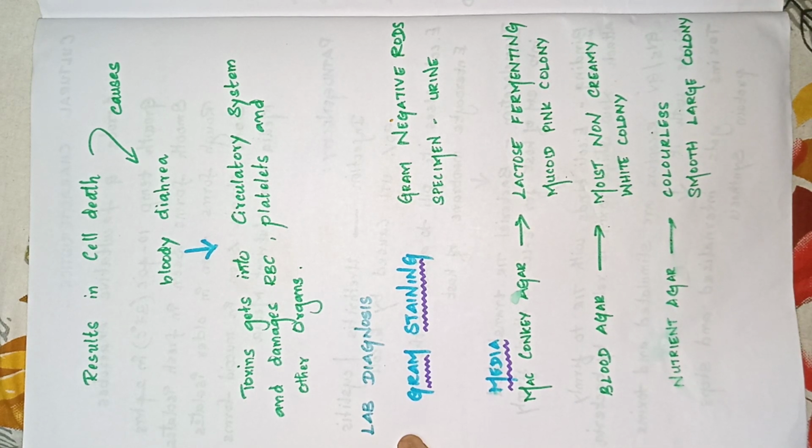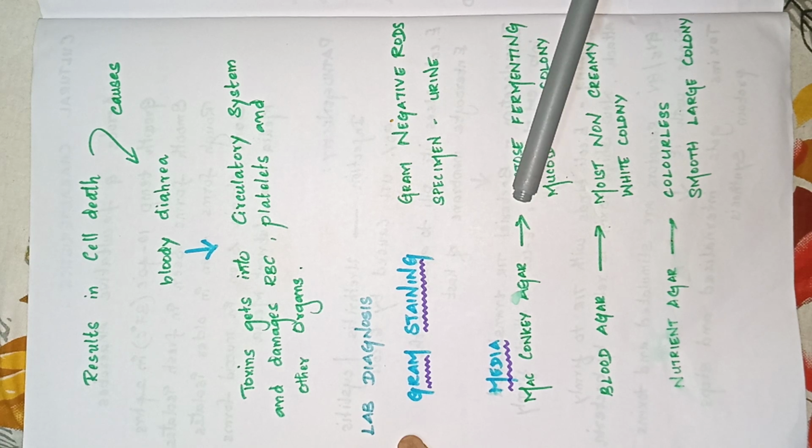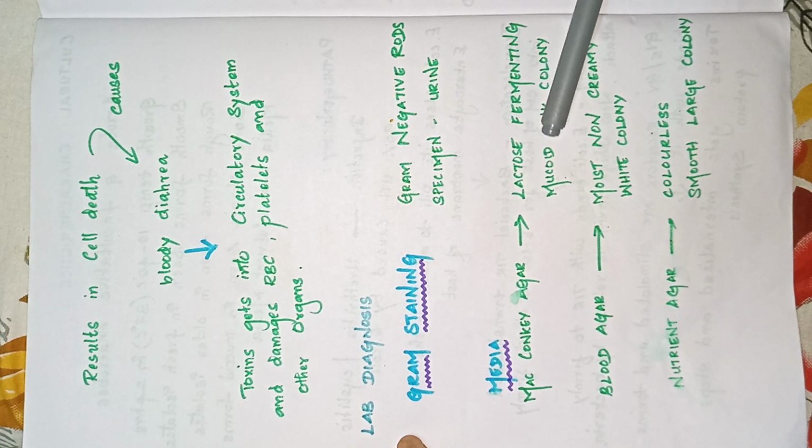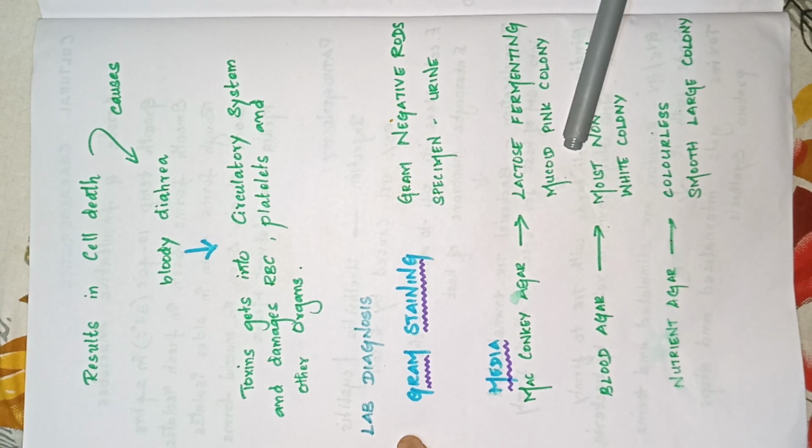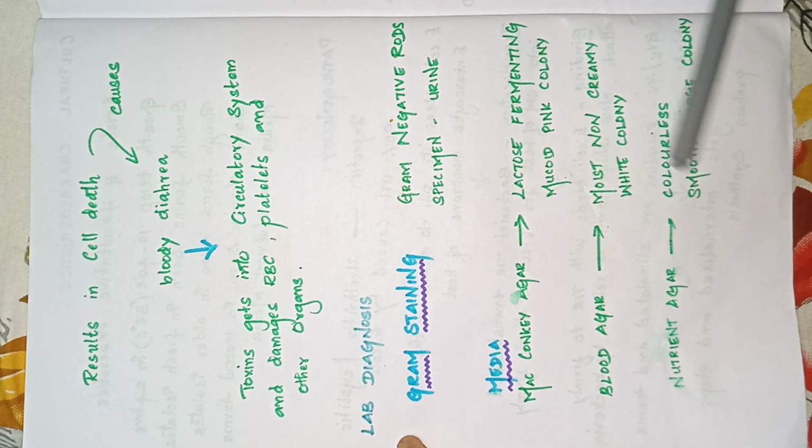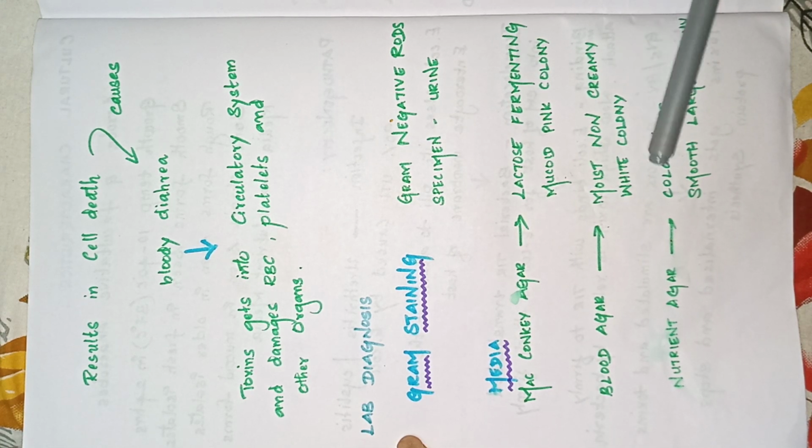As E. coli is a glucose fermenter with acid production, we'll be using MacConkey agar. On MacConkey agar, we'll see mucoid pink colonies, as E. coli is lactose fermenting. If we culture this in blood agar, we'll see moist, non-creamy, white colonies. If we culture in nutrient agar, we'll see colorless, smooth, large colonies. So this is all about the lab diagnosis done for the infection of urethritis.